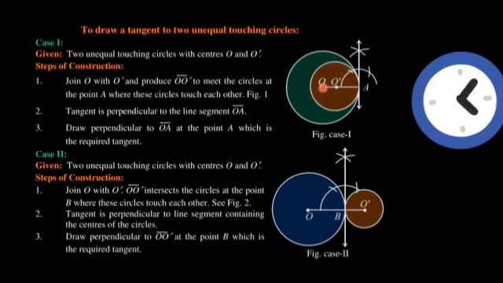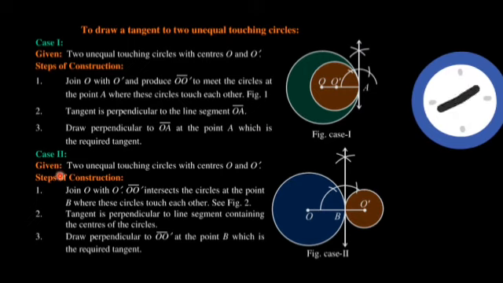I join O with O prime, both of the centers, and extend it towards A. Then, since the tangent is perpendicular to the line segment OA, I draw the perpendicular like this. This is the tangent, perpendicular to the line OA and O prime A. We draw this perpendicular, and this is the required tangent.